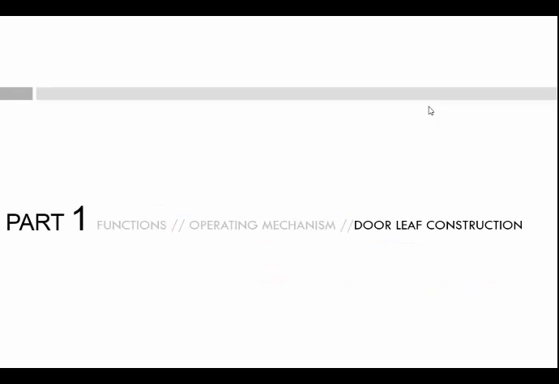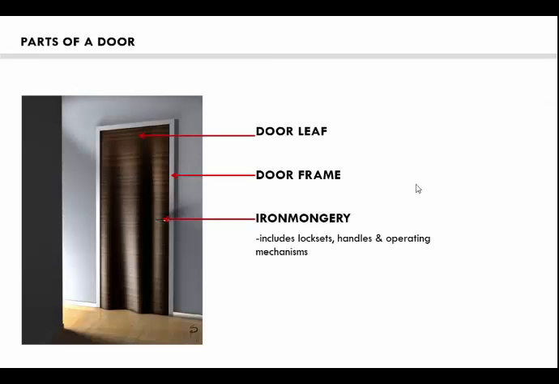And the last part of this part 1 is more technical. We're going to learn about door leaf construction. The 3 basic components you have to know. Door leaf. The leaf is actually the panel itself. We need a frame to hold the door, right? Ironmongery refers to your lock set, your handles, even your hinges. These are the operating mechanism.